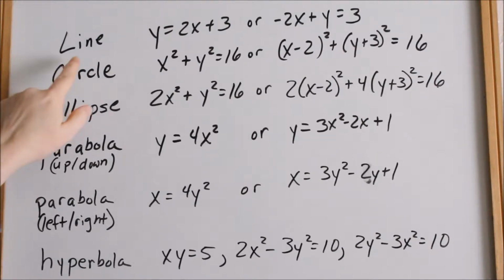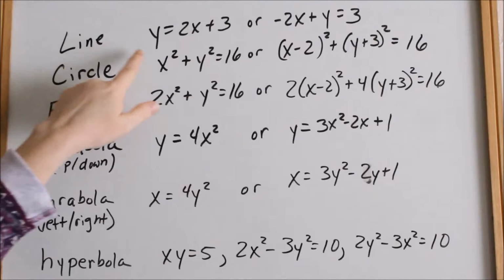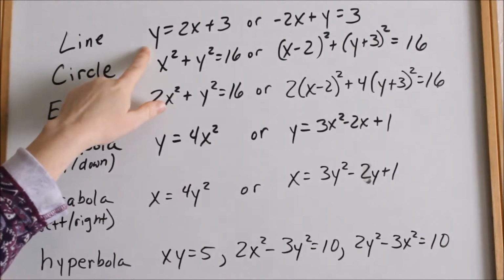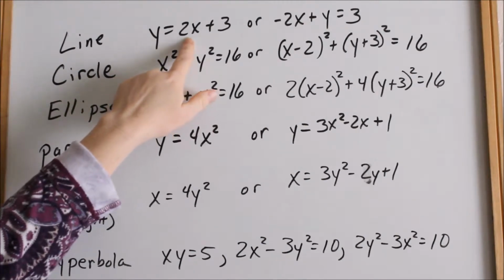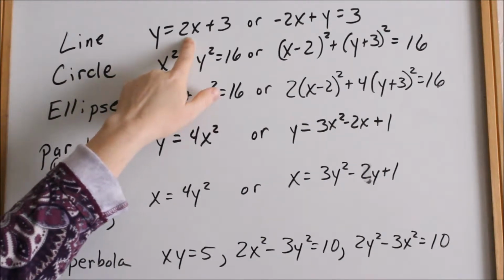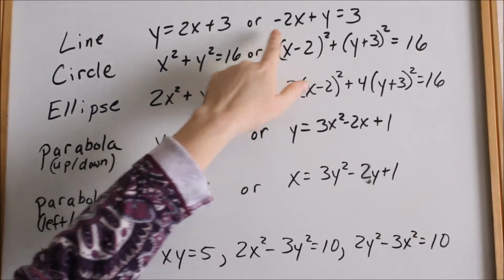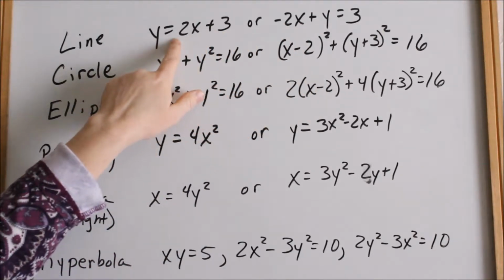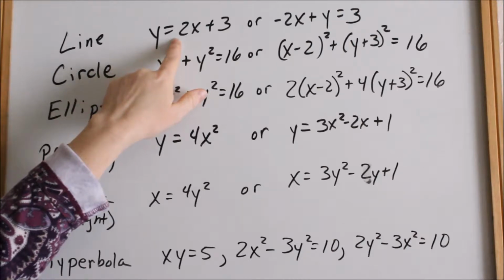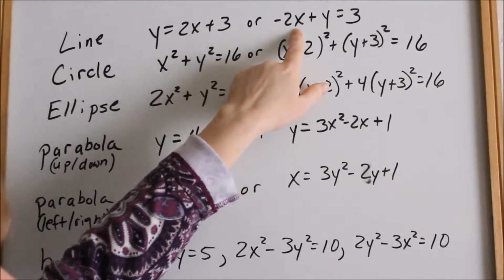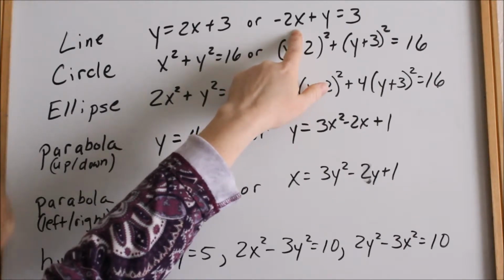So the very first thing is we have a line. It looks like this, y equals 2x plus 3. That's an equation for a line. If you put this in standard form, where x and y are on the same side, it looks like this: negative 2x plus y equals 3. So in a line, neither the x nor the y has an exponent on it. And over here, the x's and y's are added or subtracted together.